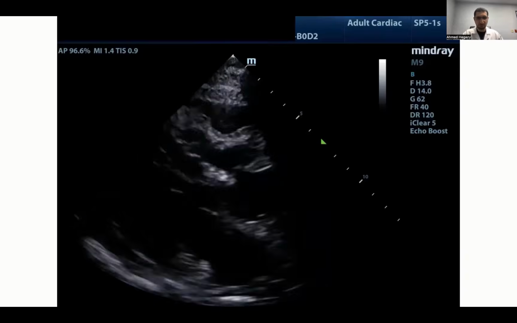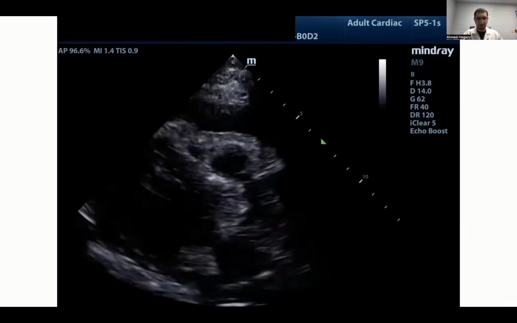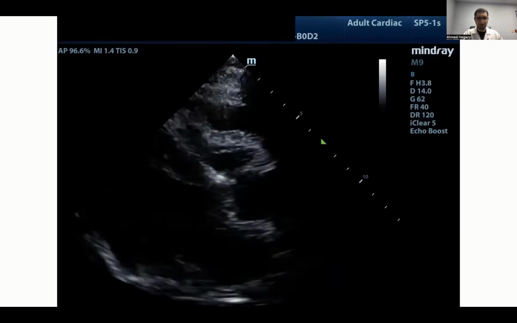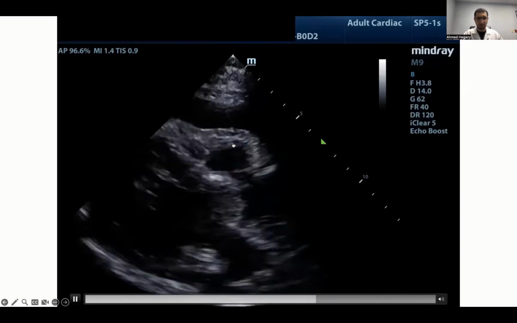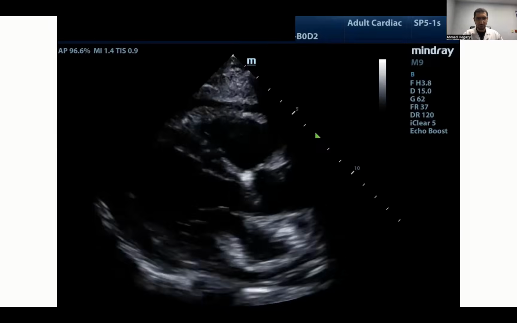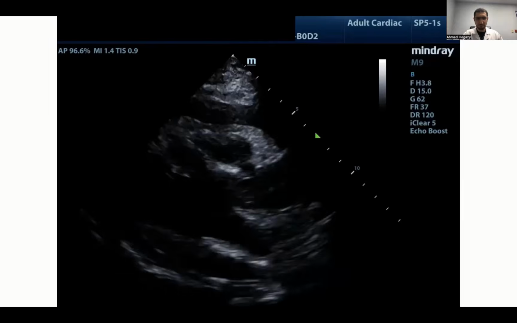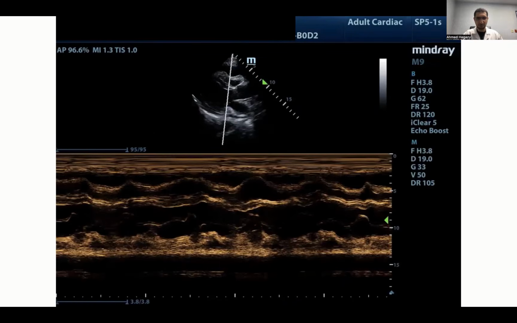Here we can see a parasternal long axis view, and we're demonstrating very nicely how the right ventricular free wall is inverting during diastole. And if you put M mode across that right ventricle, you can see here that the right ventricle collapses during diastole. And that right ventricular diastolic collapse is 100% specific for tamponade.